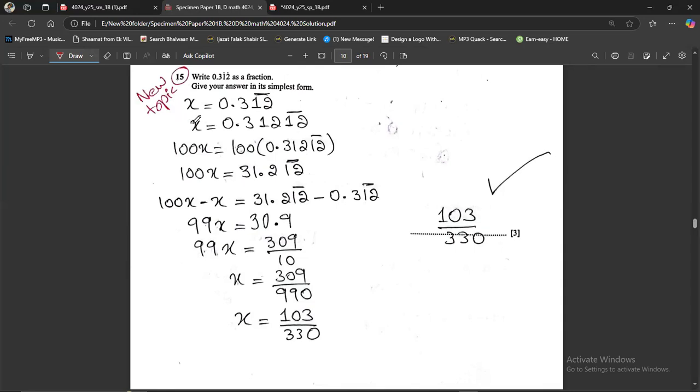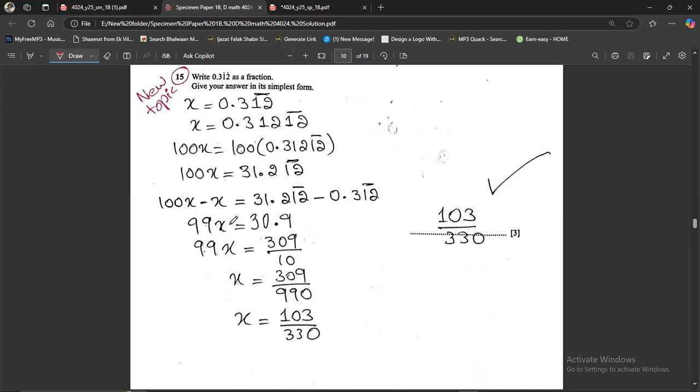So I will multiply this with 100. I multiplied both the sides with 100. So you will have 100x equal to 100 into 0.312 with the 12 bar. So this decimal will go here. So it becomes 31.2, and again 1, 2 with a bar on it. From this, I will subtract the first thing. So on the left side, you will have 100x minus x equal to 31.212 with the bar, minus 0.312. When you subtract, this portion and this portion will be automatically cancelled.